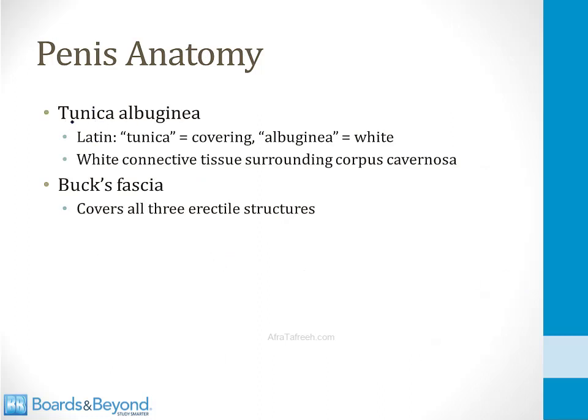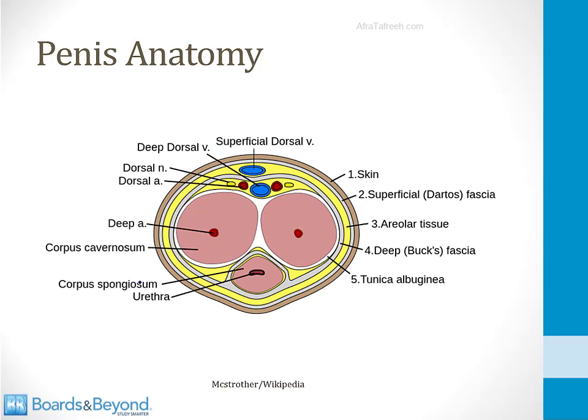There's also a structure in the penis called the tunica albuginea. This structure gets its name because in Latin, the word tunica means covering and the word albuginea means white. So the tunica albuginea is a white connective tissue covering that surrounds the corpus cavernosa, the larger of the two spongy erectile structures. Buck's fascia is also a structure found in the penis. This is a fascial layer, and it covers all three erectile structures, the left and right corpus cavernosa and also the corpus spongiosum.